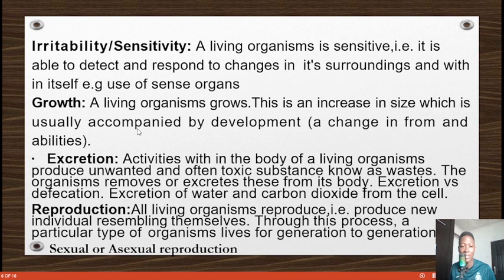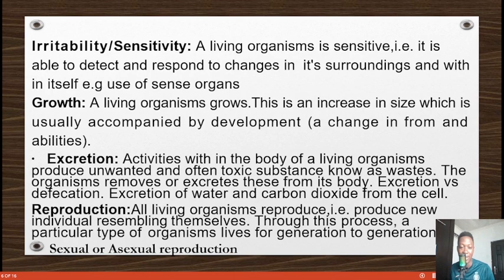The next one we are looking at is growth. G, right? All living organisms grow and they increase in size, which is also accompanied by development. So you don't just stay the same. You grow because your cells take food, they process it, release energy, they do activities, and they also grow in size and add nutrients to them.